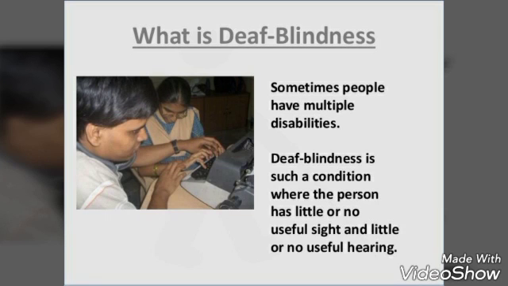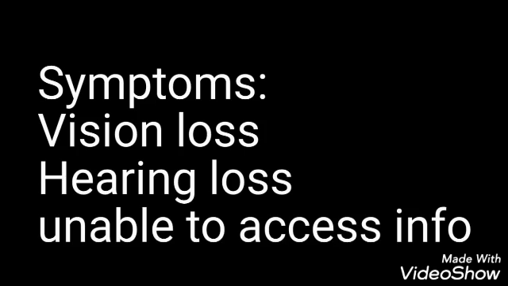Category 11 is deaf blindness. Deaf blindness is a combination of sight and hearing loss that affects a person's ability to communicate, to access all kinds of information, and to get around. It is not a deaf person who is blind or a blind person who is deaf. It is both.